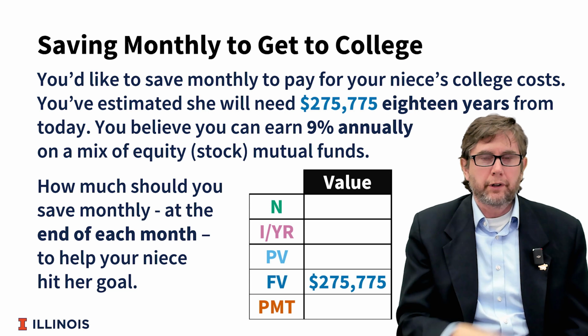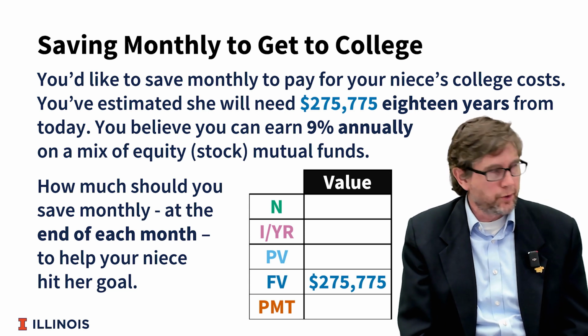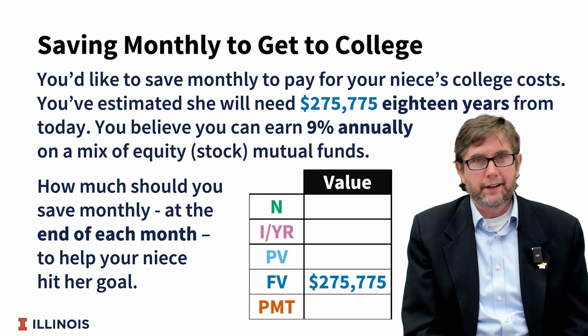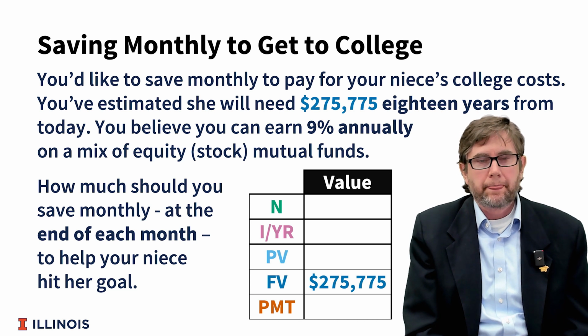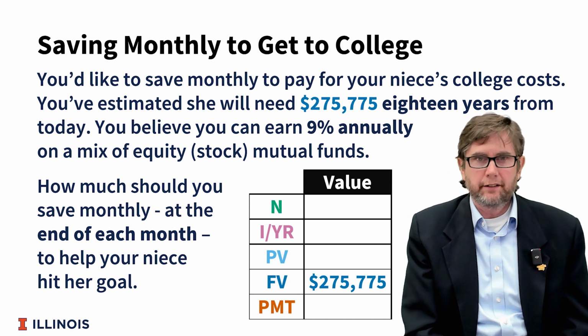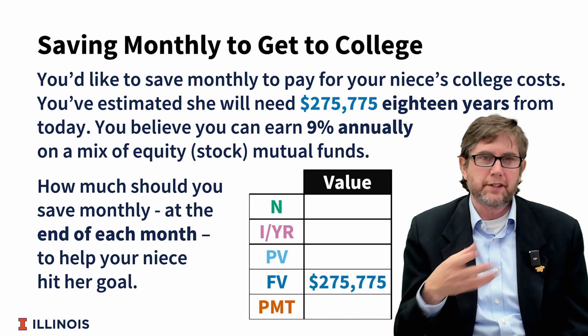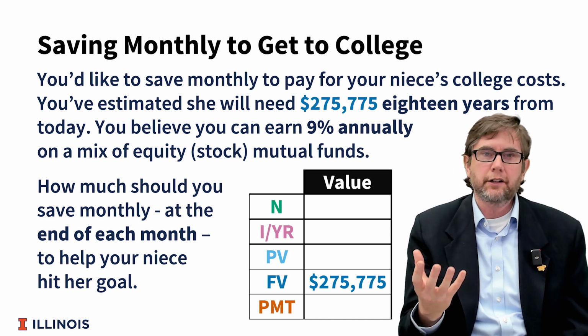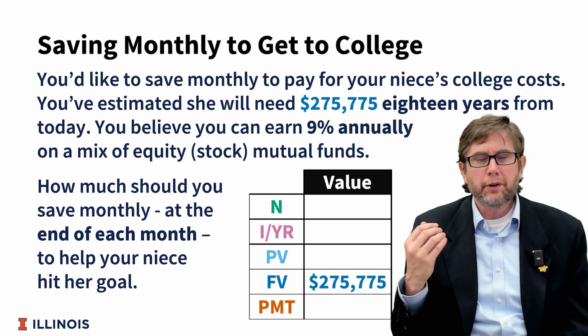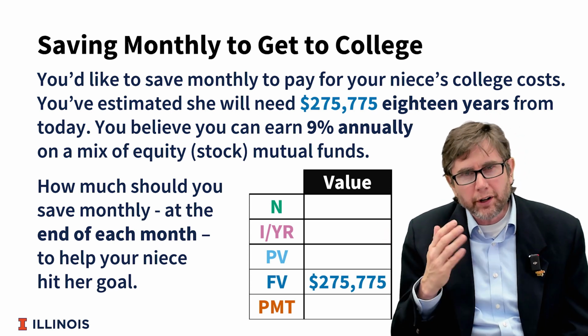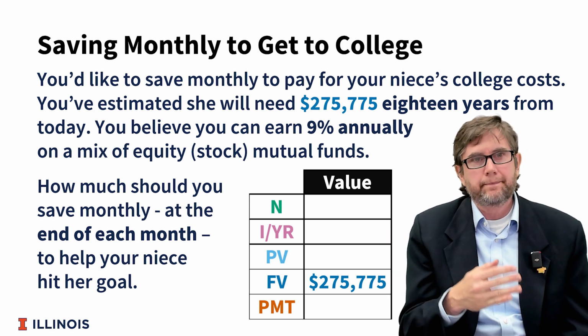You want to pay for it. You say, Craig, $275, let's do it. And I say, all right, let's figure it out. So while you're saving, let's say you can earn 9% annually, right? You can be a little more aggressive before your niece actually gets to college, right? You can take some ups and downs. So we're going to put you in a lot of stocks. And historically, those stocks earn about 9%.